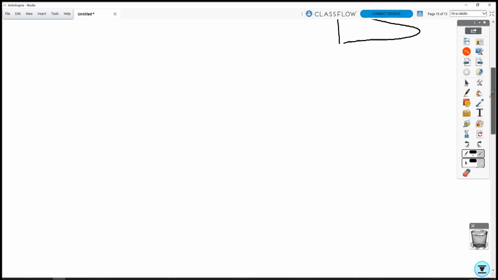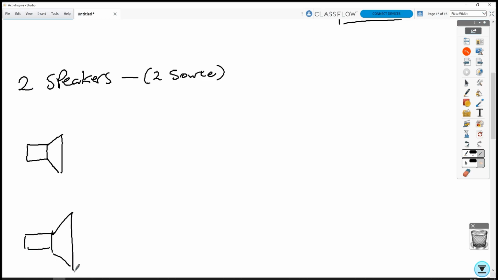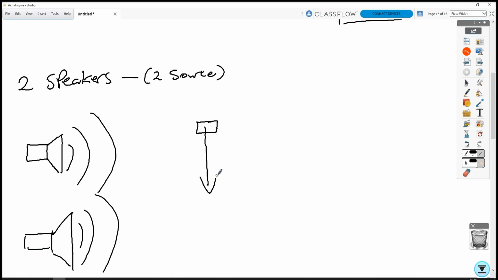The same can be seen as well if you had two speakers. So this is now the longitudinal wave. So if you had two speakers that were playing the same tone, and you took a microphone and you moved it down, this would also produce an interference pattern.